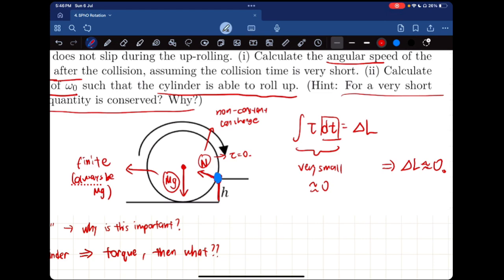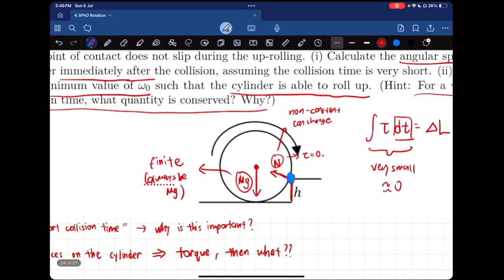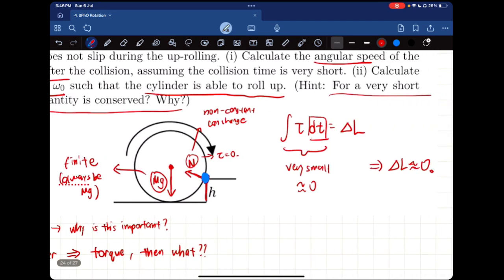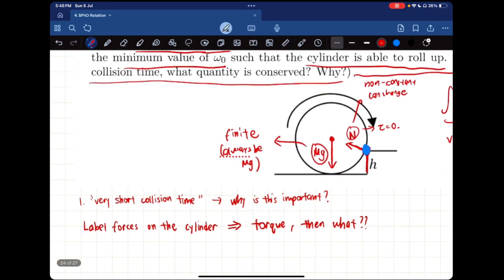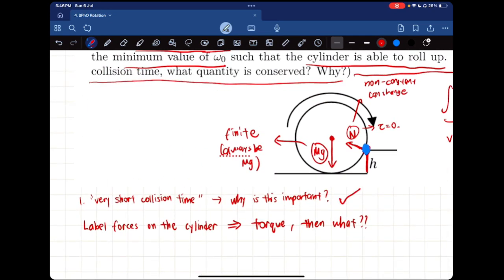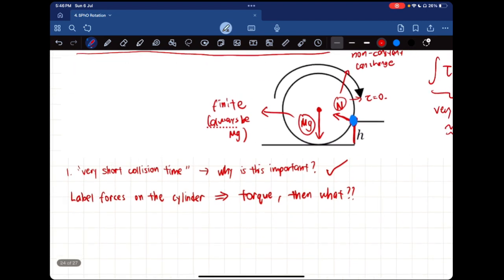So this is actually the trick. To explain why angular momentum is conserved: you're dealing with only a finite force of mg and the time is very small. So the angular impulse by this force is very small and almost zero, which means that your change in angular momentum is almost zero and your angular momentum is basically conserved. That is why you have this. So that explains the why. Now that you have the why out, you now know why the very short collision time is important.